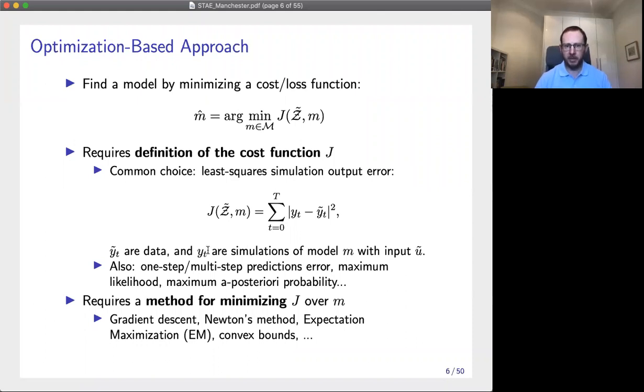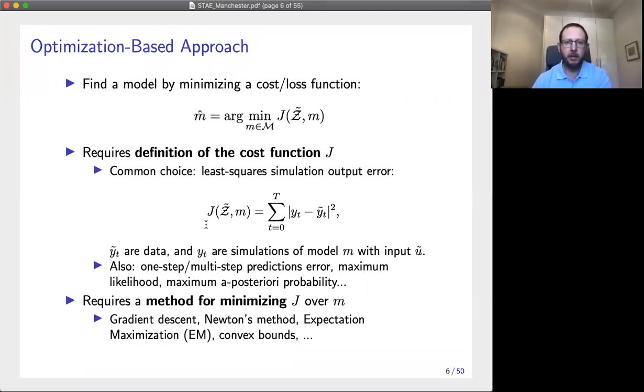There are lots of variations on this. Instead of open loop simulations, you might look at one-step or multi-step predictions. When you're looking at stochastic models, this kind of least squares criterion can often be related to a maximum likelihood criterion and also maximum a posteriori probability. And so there's variations on those.